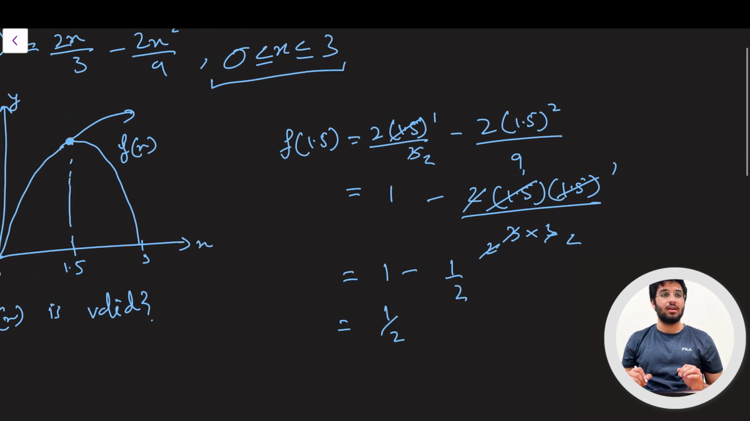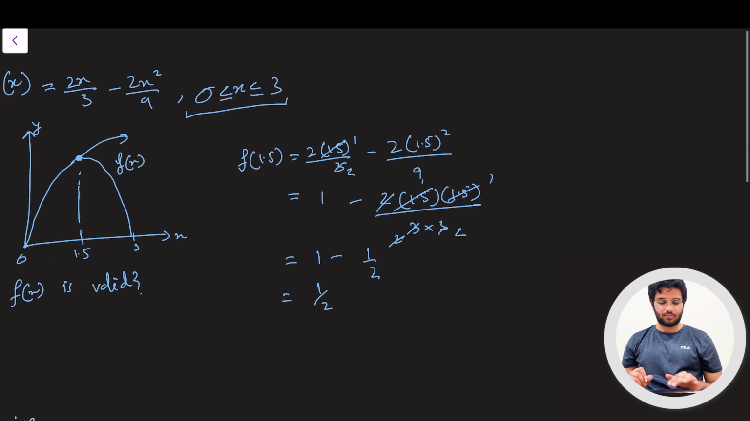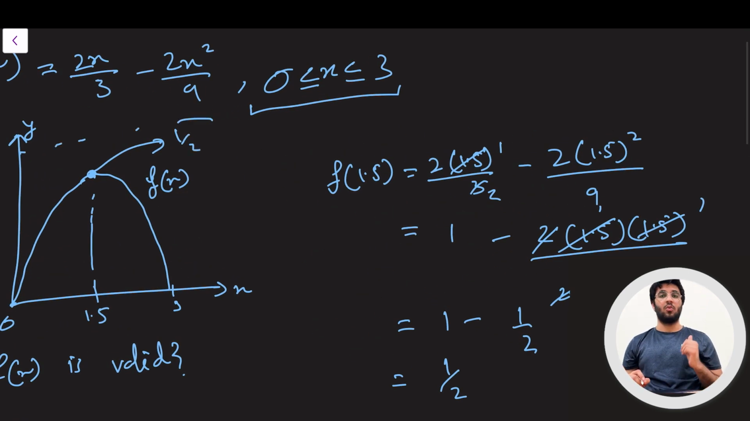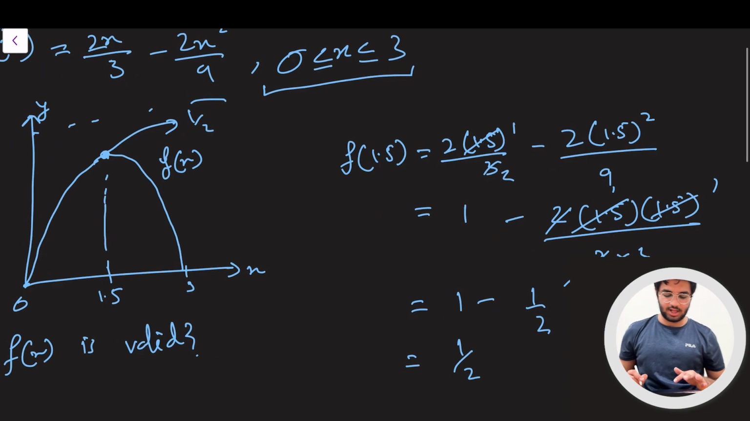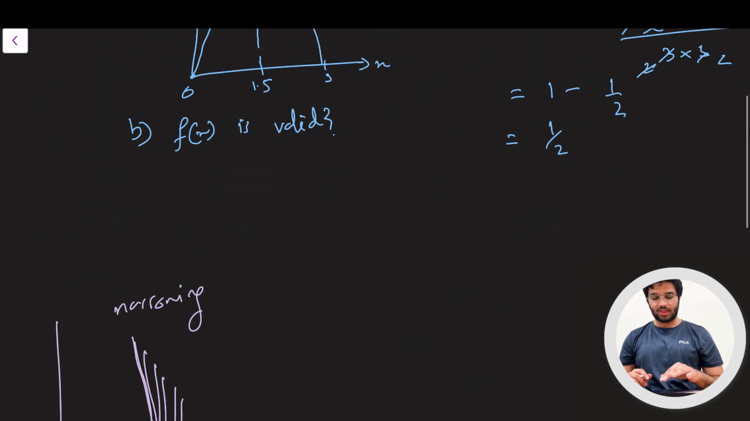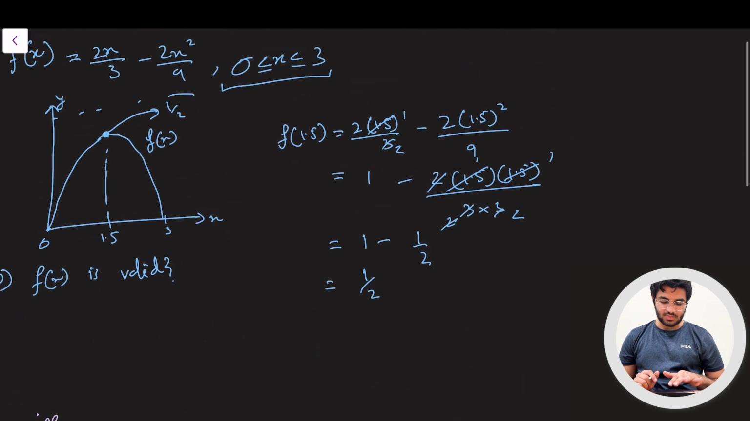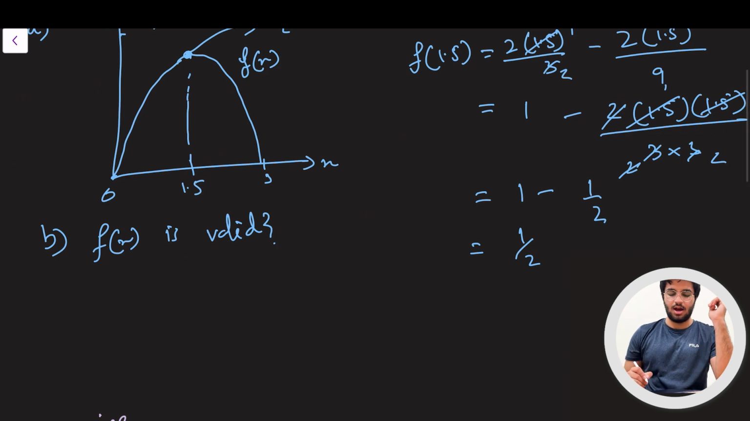So we are saying that the maximum value is 1 over 2. Therefore, the whole function is below 1. Great stuff, all right? So the first requirement, that the probabilities are always between 0 and 1, has been checked. Now let's look at the second requirement, that the total probabilities are equal to 1.